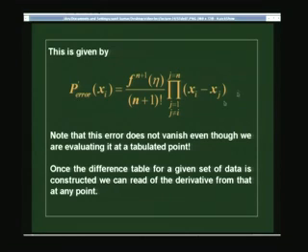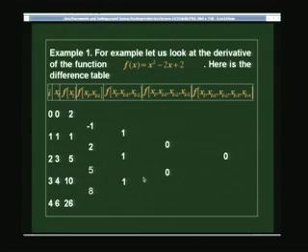This way of calculating the derivative using a polynomial is useful because it's easy to program. Once we have the difference table for the polynomial, then we can read off the derivatives very easily from that. We will see that for a particular example of the function f of x equal to x squared minus 2x plus 2.